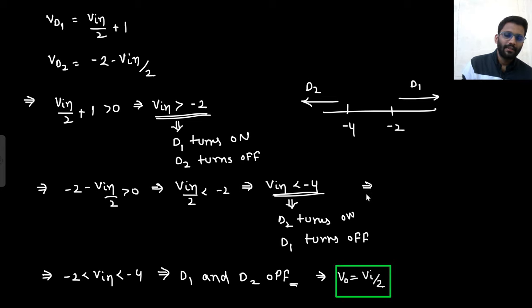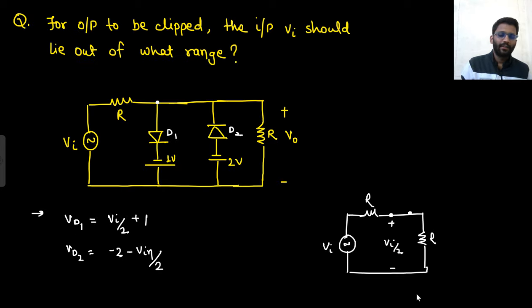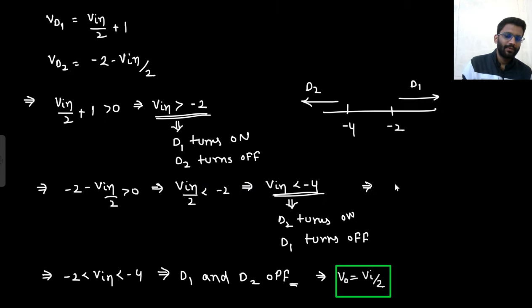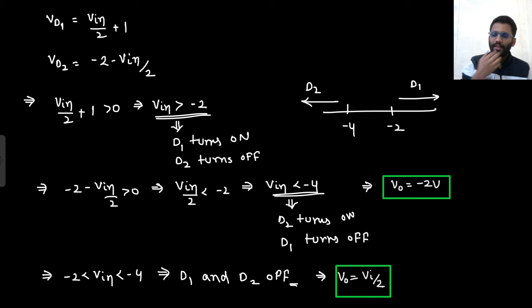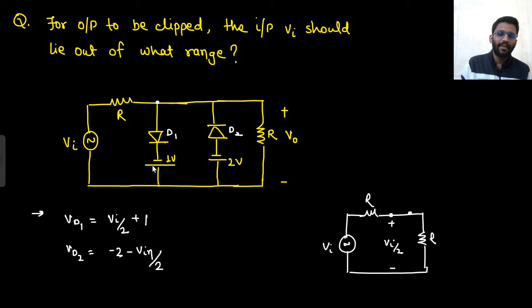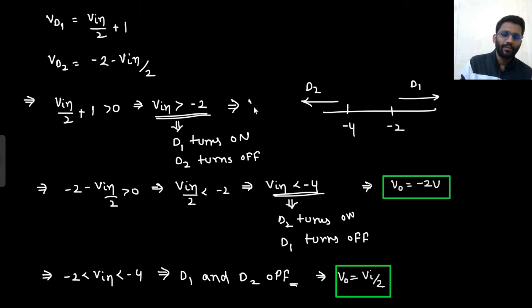Now tell me about this case. Here D2 turns on. If D2 turns on and D1 is off, what will your output be? Minus 2. V0 will be minus 2 volt, right? What they are saying is that D2 turns on and D1 is off. If D2 turns on, that means this will be shorted. So the complete minus 2 will come across the output. And what about this one? If D1 turns on, that means the complete minus 1 will come across the output. V0 will be minus 1 volt.